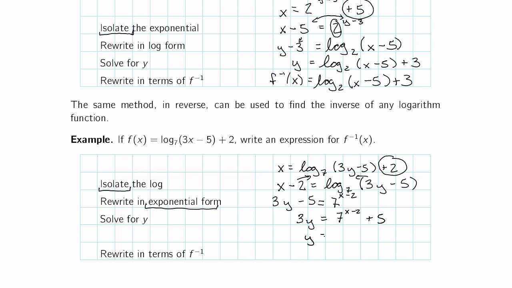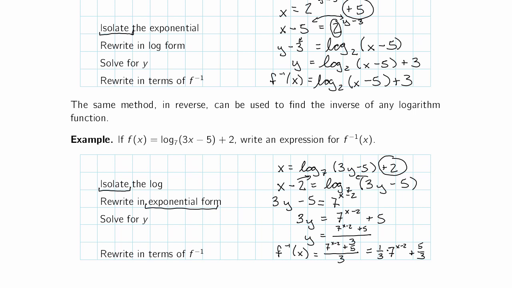And then we'll divide both sides by 3. So y is 7 to the x minus 2 plus 5, all divided by 3. And that's our f inverse. f inverse of x is 7 to the x minus 2 plus 5, all over 3. Or it might look nicer if we distributed this division, and we have 1/3 times 7 to the x minus 2 plus 5/3. You can put that in whichever form you prefer.